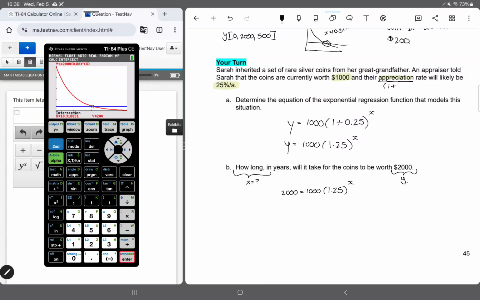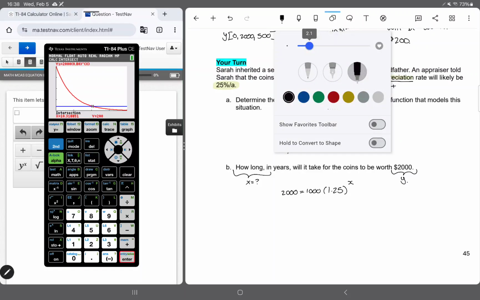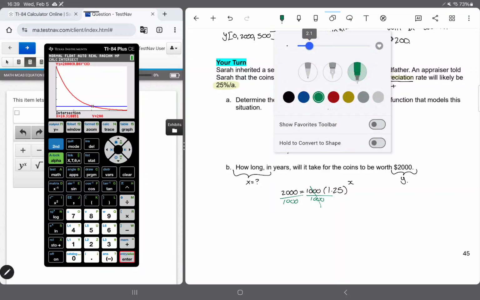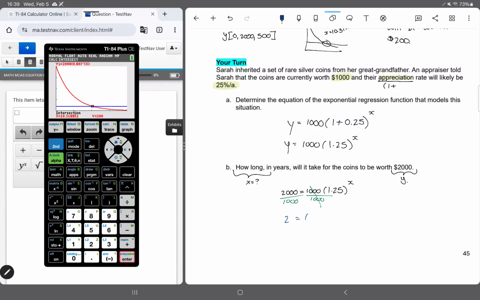Now, if you don't want to deal with these big numbers, again, you don't have to. You can do it the way I've done it in every other example. But you can get rid of the big numbers and just say that 2 equals 1.25 to the power of x. And again, these are not nice numbers, so we can't do common bases. But now this is my y1, this is my y2.